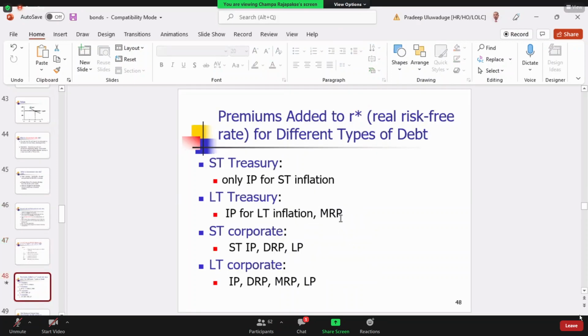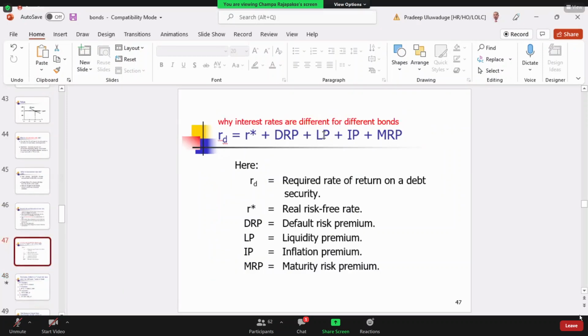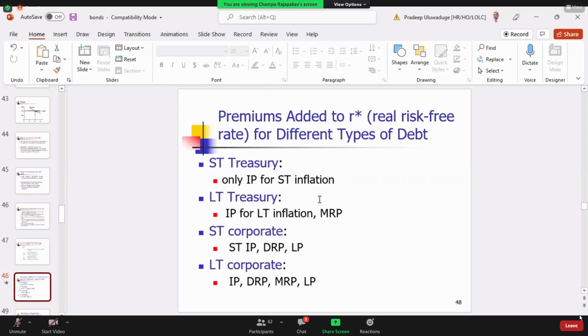And premiums are added to r star, the real risk-free rate, for different types of debt. So not all are added for all types. So let's see what the relevant types of rates are.